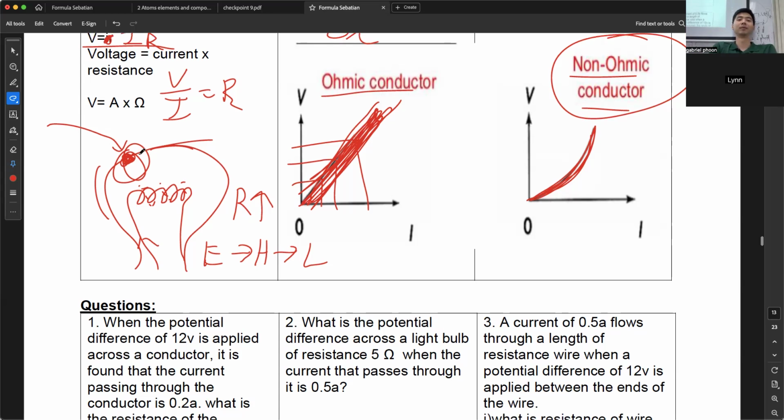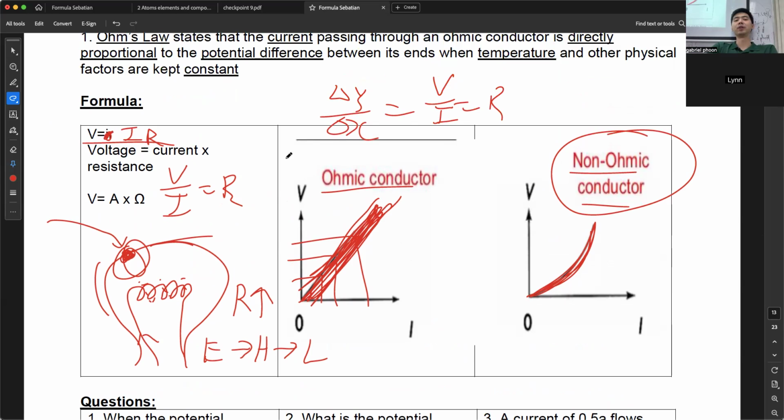Boom. Okay. So anyways, I just want to cut the bullshit short. This one has what resistance again? Constant resistance, and the other one has increasing resistance. That's ohmic conductor and non-ohmic conductor.